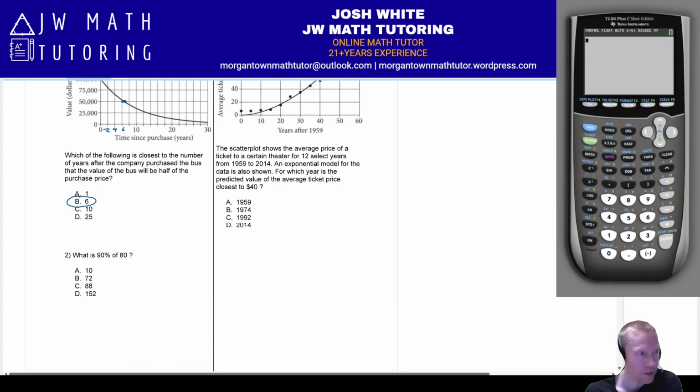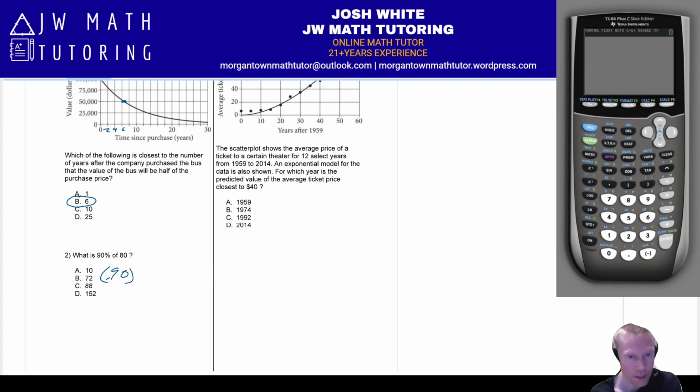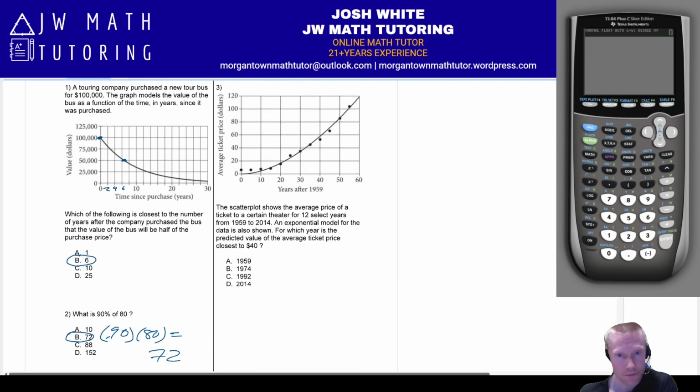Question 2, you can just punch this one into the graphing calculator. It's basically just going to be 0.90, which is the decimal equivalent of 90%, times 80. Of course, "of" means multiplication. If you do this, you should get 72 as your answer. Correct answer is letter B.